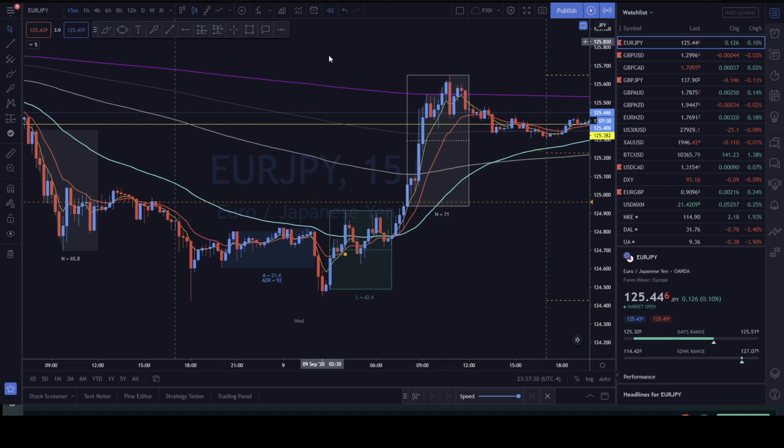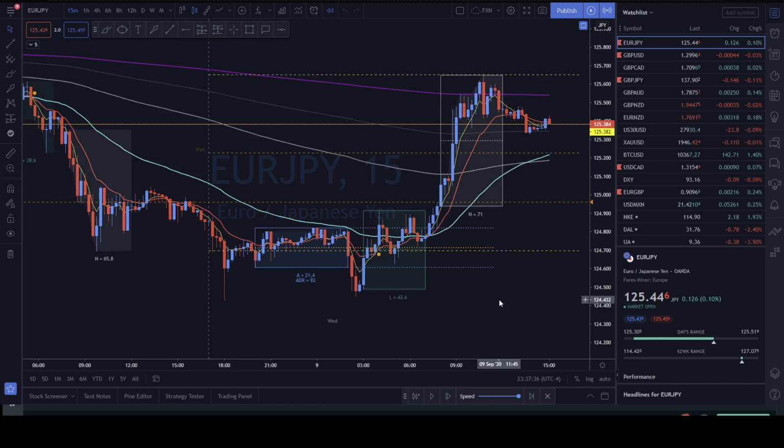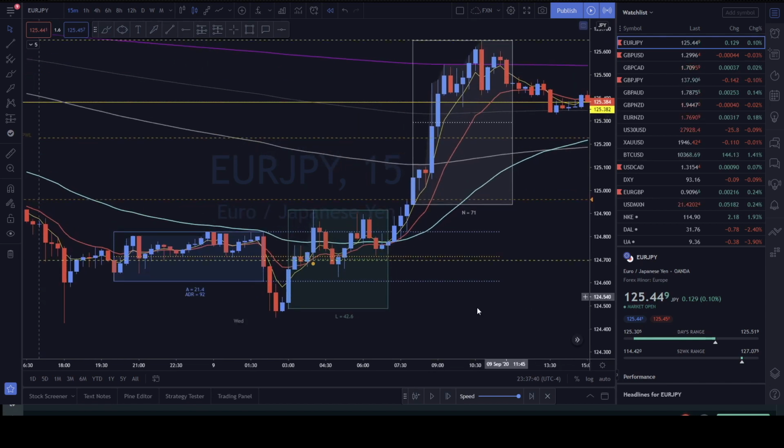Now, there was basically a different setup that you could have had if you missed this one. If we go back here, you'll see that it was basically a type 3 setup. All right, so you'll see that essentially price comes up and then you get one opportunity here when it comes back down and basically hits the brick wall at the middle of the range. Okay, and then that would have been another entry as well. So if you missed this one here, this one would have been another entry possibility that you could have done.